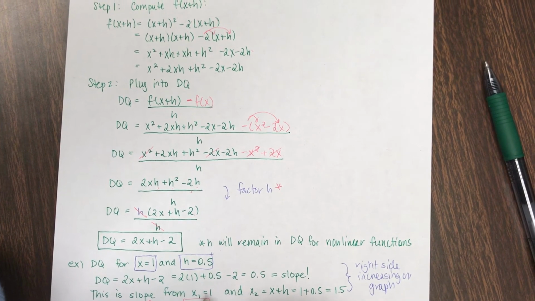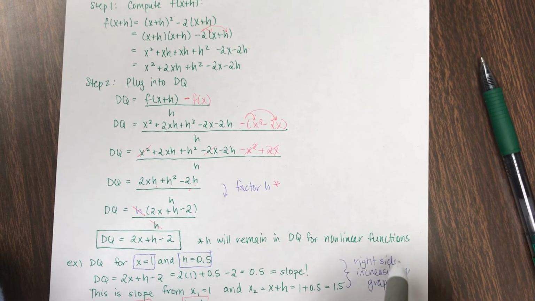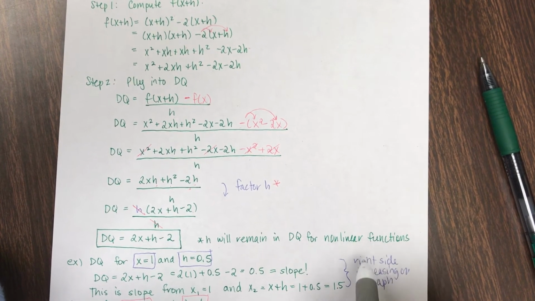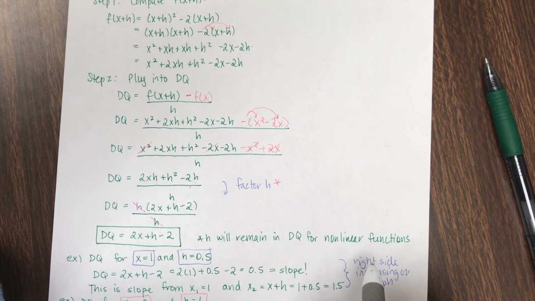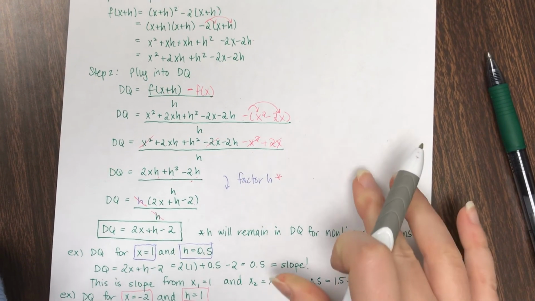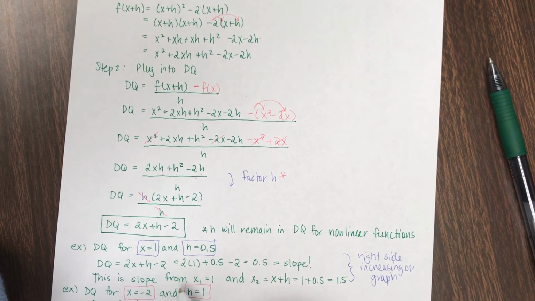So it's the slope from 1 to 1.5. And on the right side of the graph, I'm not surprised that I got a positive number, that it's increasing. It's just finding the slope, just a little bit different way of doing it. So let's look at another example. Before we do it, x equals negative 2, distance of 1.